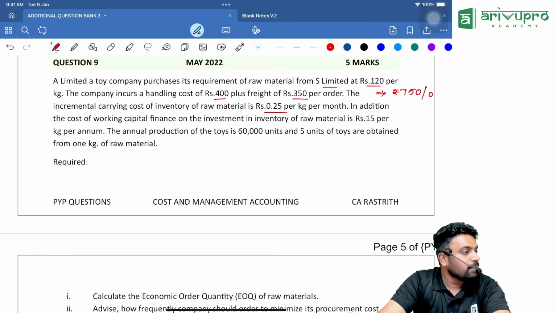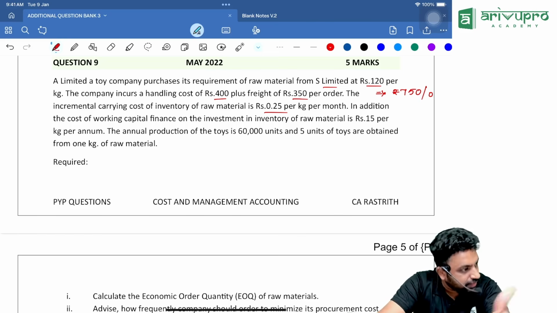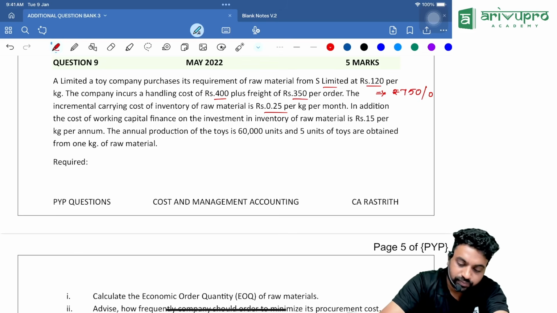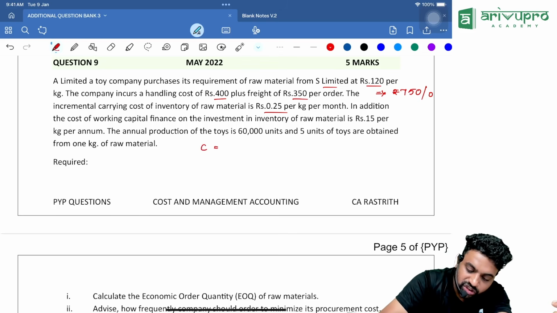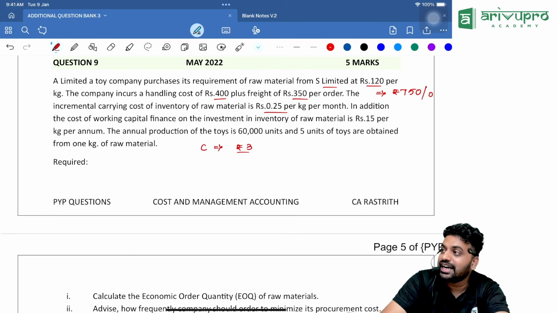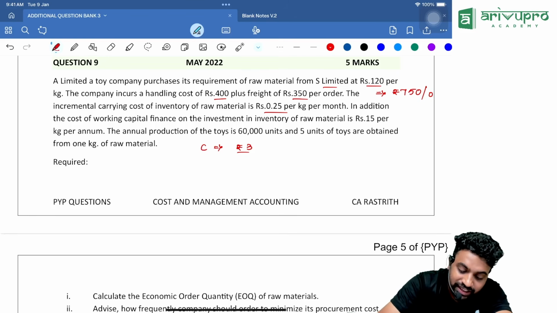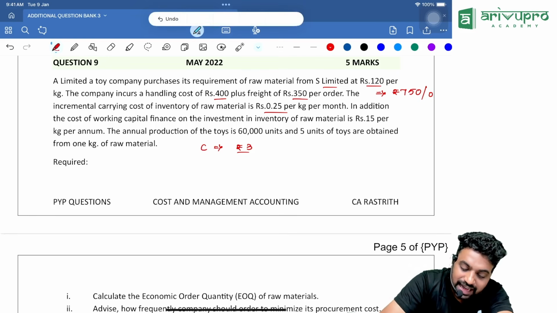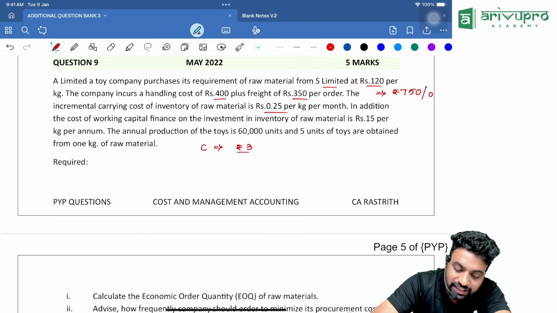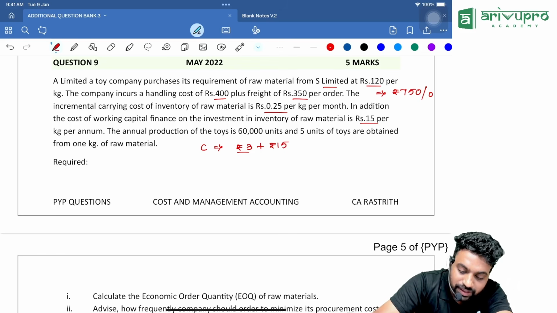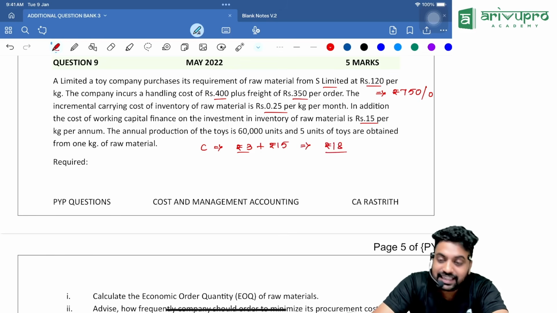Per month. But we want carrying cost per annum. Per unit per annum they have given, but per month they have given. Multiply it with 12. 3 rupees. So your carrying cost is rupees 3. In addition to that, listen here. In addition, the cost of working capital finance on the investment inventory will be 15 rupees per kg. Which means your carrying cost will be rupees 18.